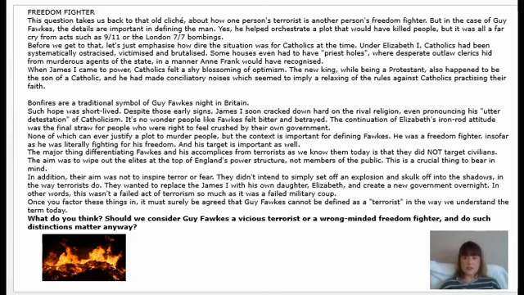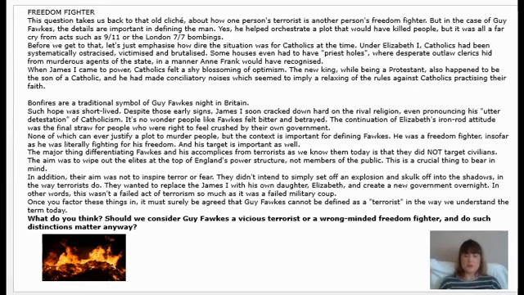What do you think? Should we consider Guy Fawkes and his co-conspirators as vicious terrorists or wrong-minded freedom fighters? And do such distinctions matter anyway? Okay, so now it's your opportunity to answer that question. You might need to rewind and make sure you've got it written down, to write a concluding judgment as to whether you think Guy Fawkes and the other men involved were terrorists or freedom fighters. Use evidence from the article, remember, and evidence from the rest of the lesson that we've looked at as well.